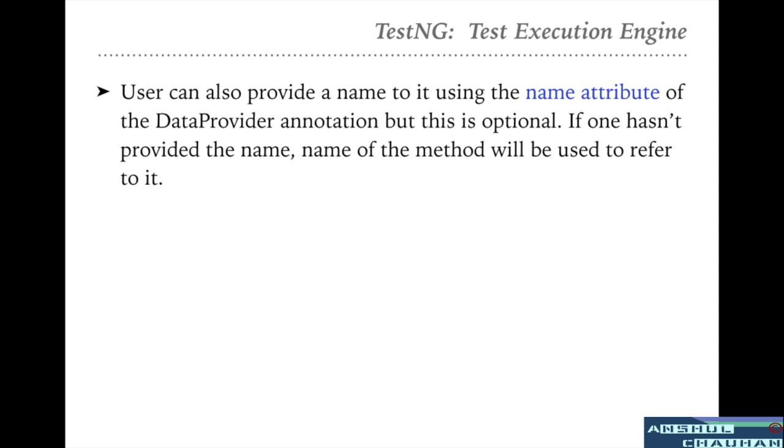Now let's move further. Another point about the data provider is that the user can also provide the data provider name by using the name attribute, right? And if we are not providing the name attribute, then the data provider method name is used. So let's see how we can provide the data provider name and how we can use the data provider with the help of the name.